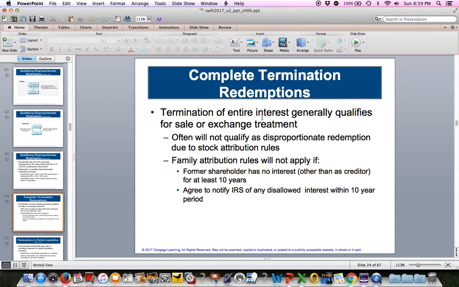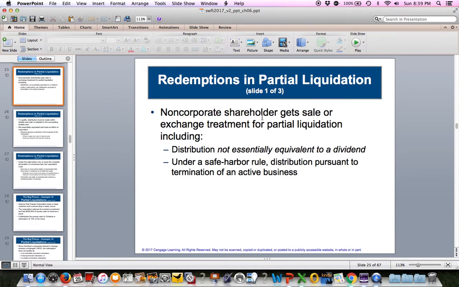Complete termination redemptions. Termination of entire interest generally qualifies for sale or exchange treatment. Often will not qualify as a disproportionate redemption due to stock attribution rules. Family attribution rules will not apply if the former shareholder has no interest other than as a creditor for at least 10 years and agrees to notify the IRS of any disallowed interest within that 10-year period.